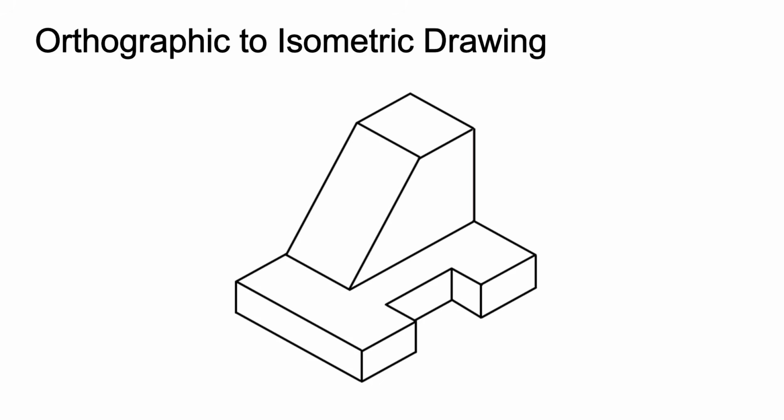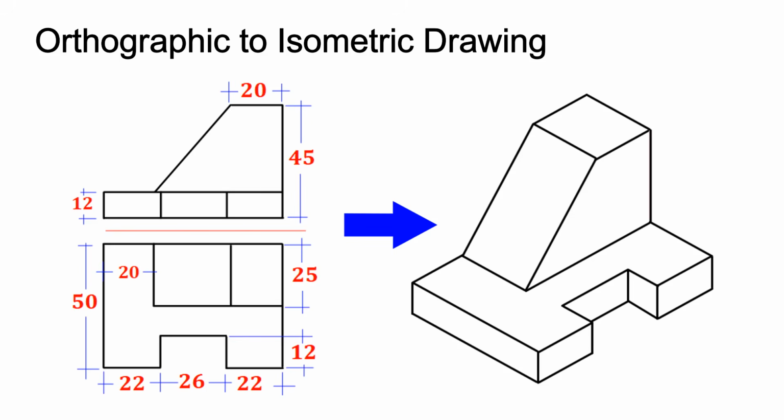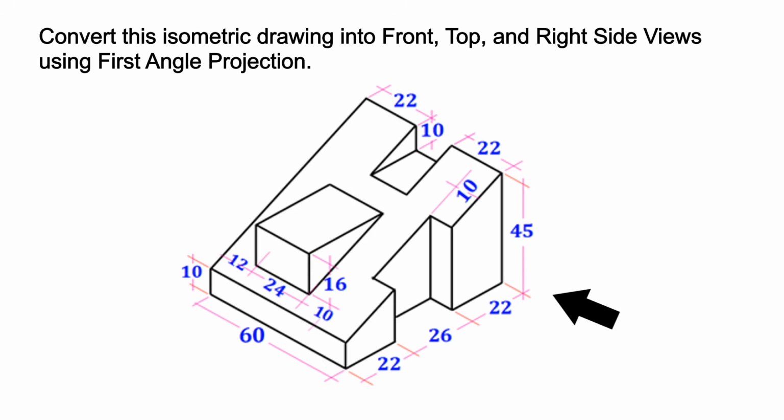In the previous video, we generated an isometric view from two given orthographic views. If you haven't watched that yet, I highly recommend checking it out first. It will help you understand the reverse process we are about to cover. Now, in this example, we are going to do the opposite. We will generate orthographic views from a given isometric drawing.